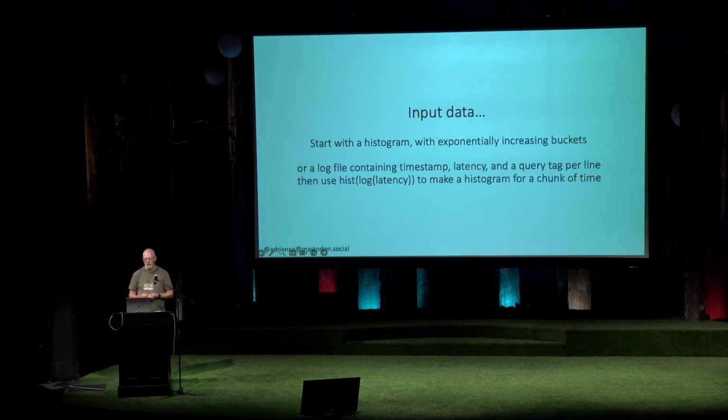Anyway, I'm going to start with either a histogram with exponentially increasing bucket size, which is kind of what you'd find from HDR histogram, or a log file that's got timestamp, latency, and then hopefully a tag for what kind of query was going through it at that point. Just those three figures, and you've got a whole bunch of those. And then I can just make a histogram out of that.